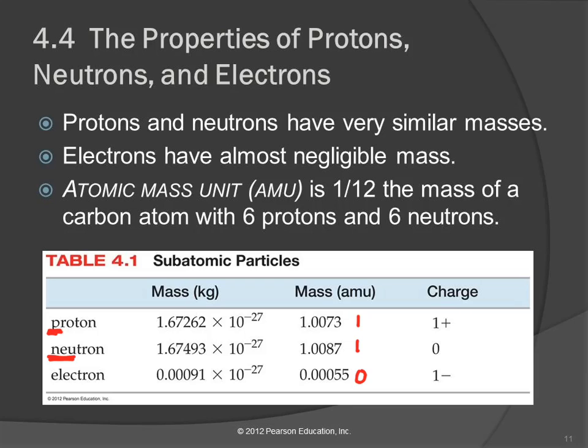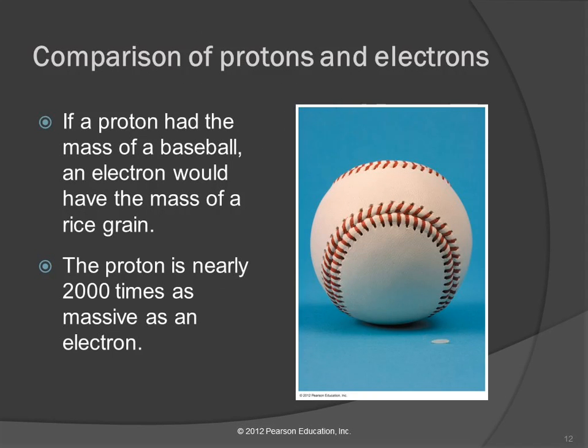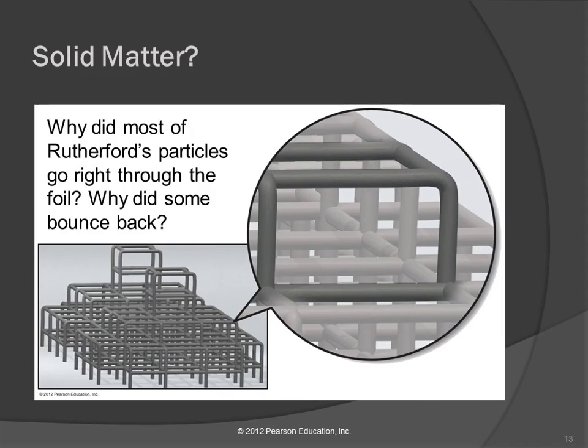Electrons do have mass, but they're so small that for a lot of purposes we just don't even count them. So, subatomic particles. This will give you an idea of how small the electrons are. If the proton had the mass of a baseball, an electron would have the mass of a grain of rice. Baseball's not super heavy, but compared to a grain of rice, it's pretty big, right? The proton is almost 2,000 times bigger than an electron. So we can just kind of ignore the mass of an electron.